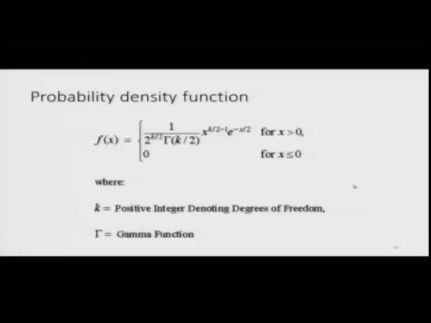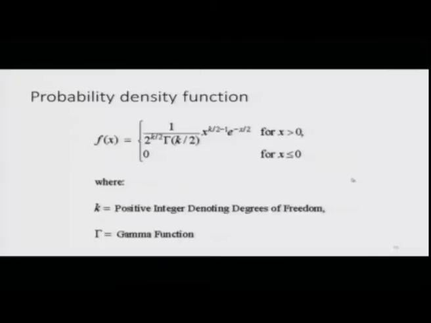As I said, like any other measure calculated on the basis of sample data, chi-square follows a probability distribution. The density function of chi-square is this. Normal, everybody knows, is 1 upon sigma root 2 pi raised to power minus half x minus mu by sigma whole square. This is the density function of the normal. For chi-square, f(x) equal to 1 upon 2 raised to k by 2, where k is the degrees of freedom, gamma k by 2, x raised to power k by 2 minus 1, e raised to power minus x by 2.